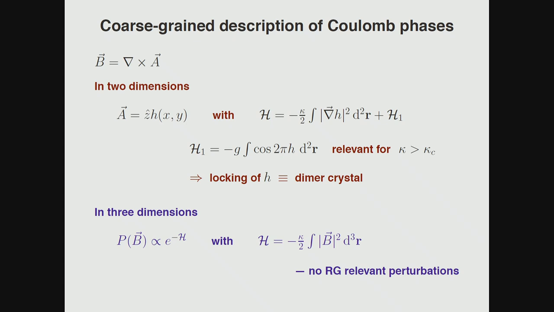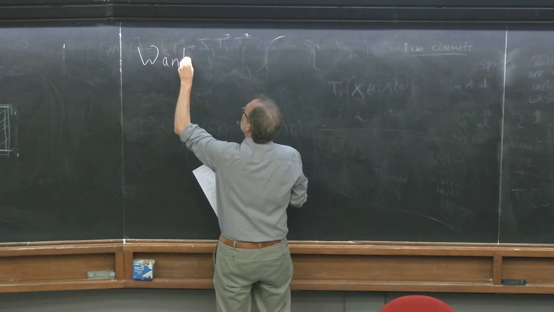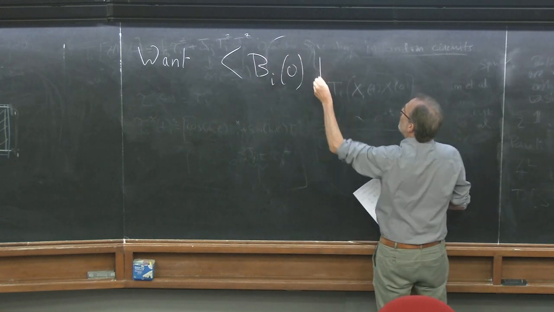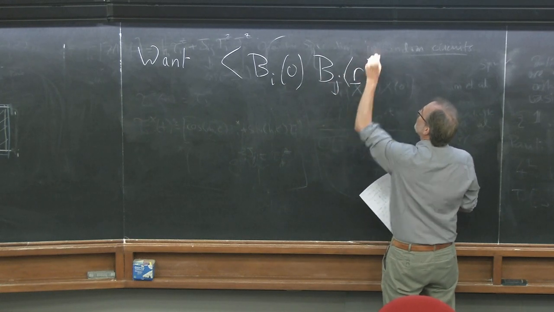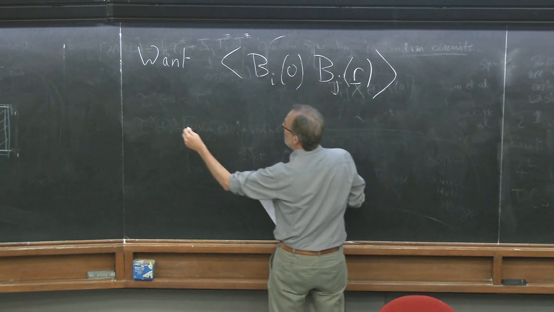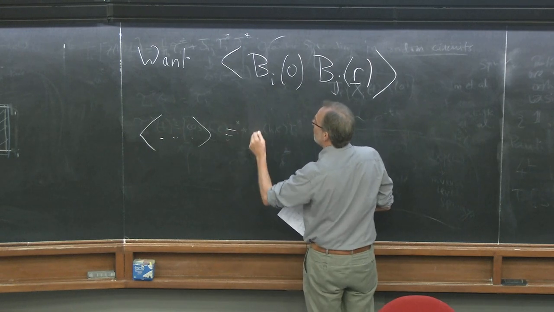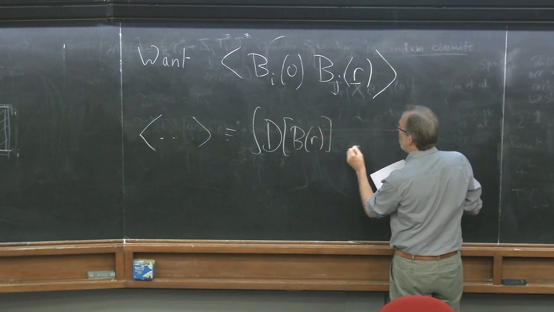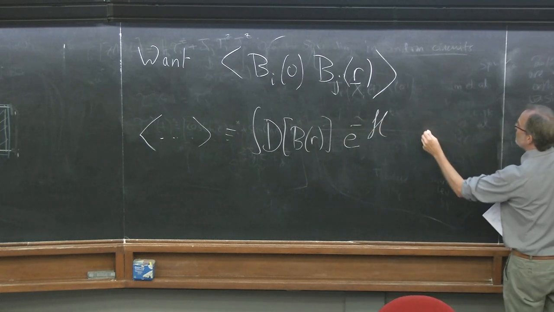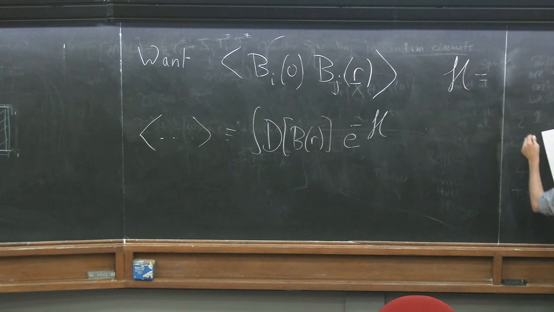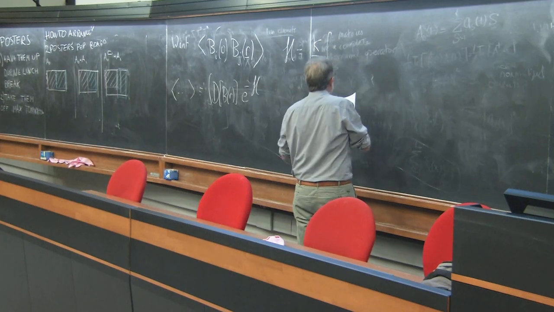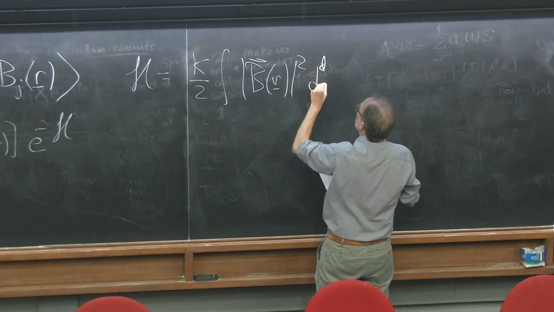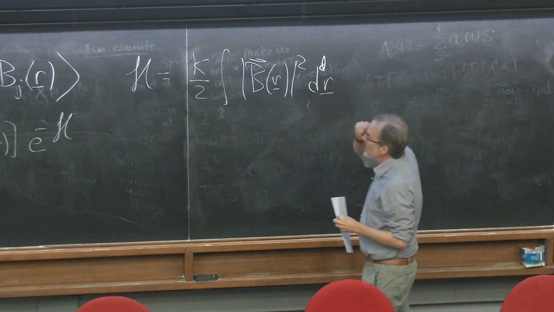So what we want to calculate is an average of one component of the B field at the origin and a possibly different component of the B field at some point R, with the average meaning a functional integral over B with this effective Hamiltonian as a weight, and the effective Hamiltonian is some microscopic stiffness times the integral of the flux density.